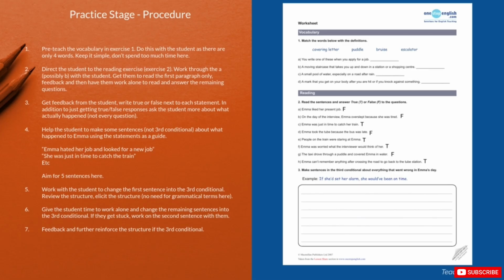What's the next step? So let's take a look at number 4. Help the student to make some sentences, not third conditional, about what happened to Emma, using the statements as a guide. So we're going to use these now to help the student create some sentences. So I think the best way to do this is let's take away our notes here on the left, and let's imagine we're looking at the screen and seeing what the student would see. Let's imagine we're in the lesson now.